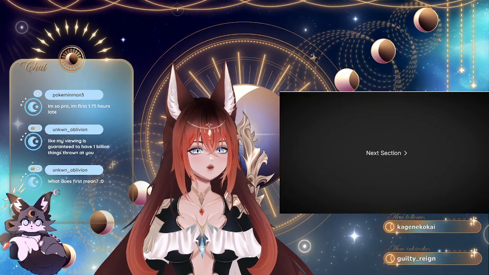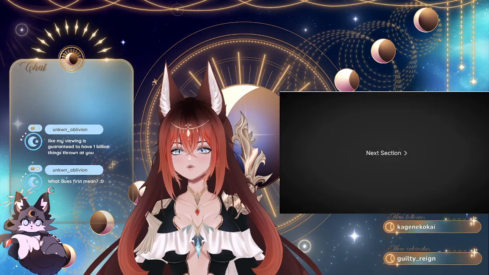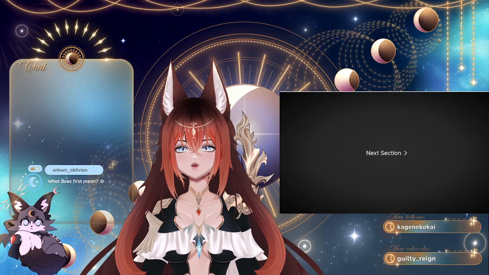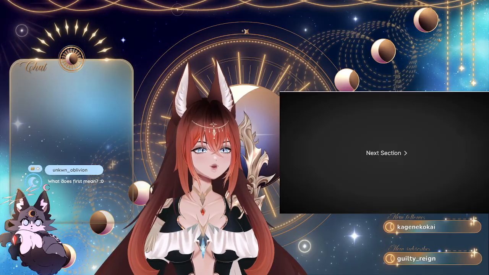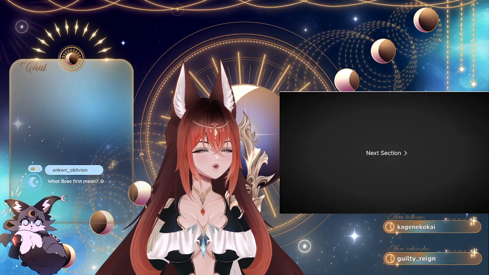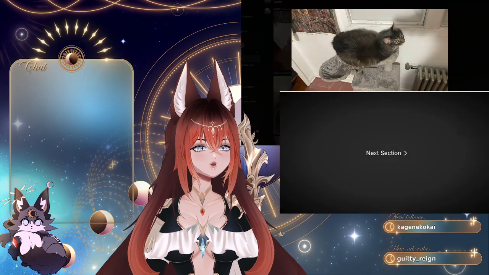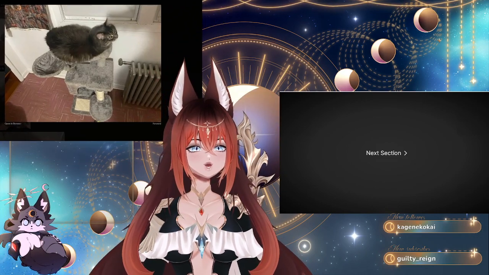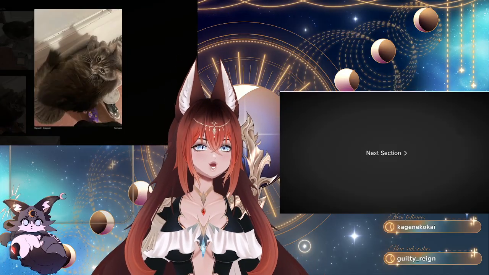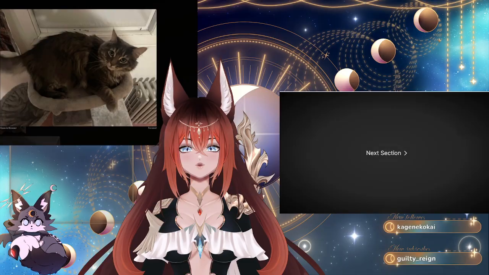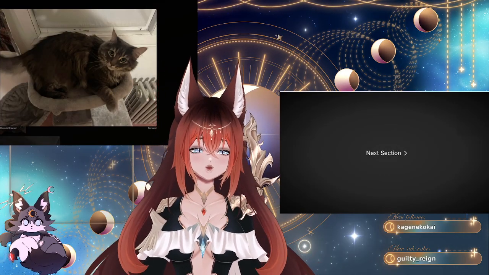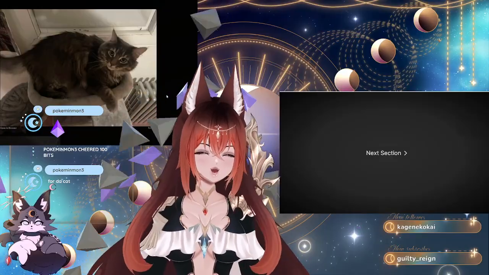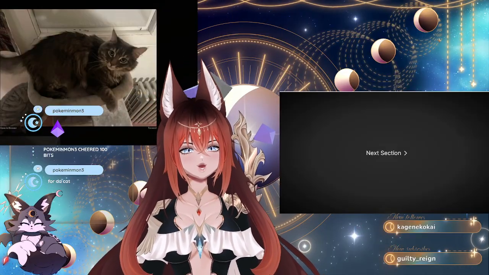Oh, we were showing you the cat. Wait one second, guys. This is Shadow. He's fat. It is Donnie's brother's cat. I love him so much. He's just a baby. Ow, ow, ow. Thanks for the 100 bits, Pokey, for the cat.